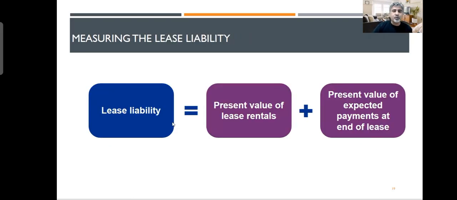How do you measure the lease liability? This is the question. The lease liability is the present value of lease rentals. So if you would be paying 1 million, 1 million, 1 million over the next 5 years, you find the present value by discounting it back, if you remember, and you find the present value of expected payments, plus any other promised payments at the end of the lease.